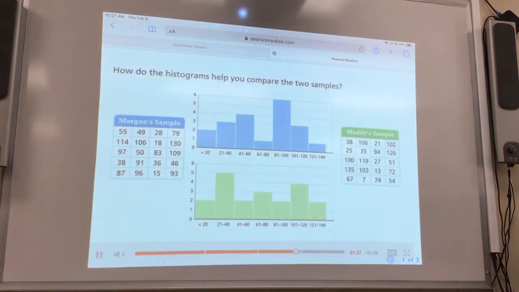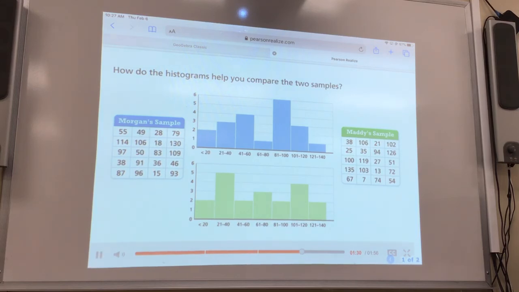How do the histograms help you compare the two samples? We can tell they are different. Okay, they're definitely different. William? It shows you that Maddie's sample is a little bit more even. If you had to choose which one you think would be representative, I think it'd be more Maddie because it's more spread out. Like everyone, I think, at least has 3. If I'm correct. Two. Everybody has at least two.